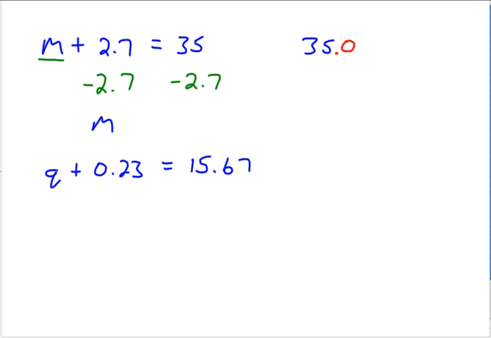So I'm going to put a 0.0. And here's this minus 2.7. Do some subtraction. We're going to borrow. We get a 3. Bring that decimal point right down to the answer. Make sure everything lines up nicely. So our answer should be 32.3. So m equals 32.3. Alright, let's go on to this next question here.